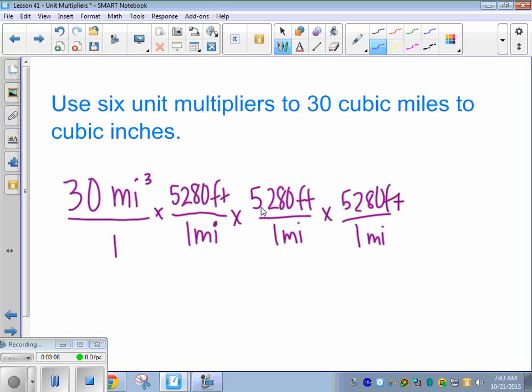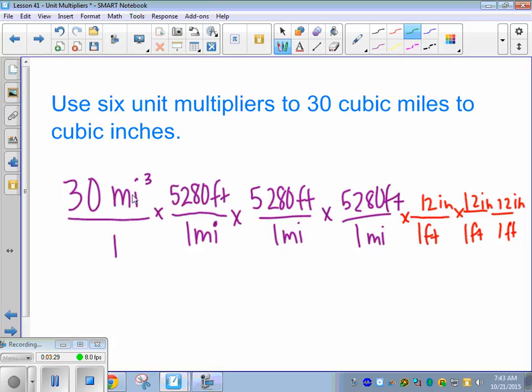You could write this as 1 thing cubed. If you did that, that's okay. And now we go from feet to inches. So we need 12 inches in a foot. Feet's in the top, so feet has to go on the bottom. So 1 foot, 12 inches. Same thing, 1 foot on the bottom, 12 inches in the top. 1 foot in the bottom, 12 inches in the top. Running out of room.